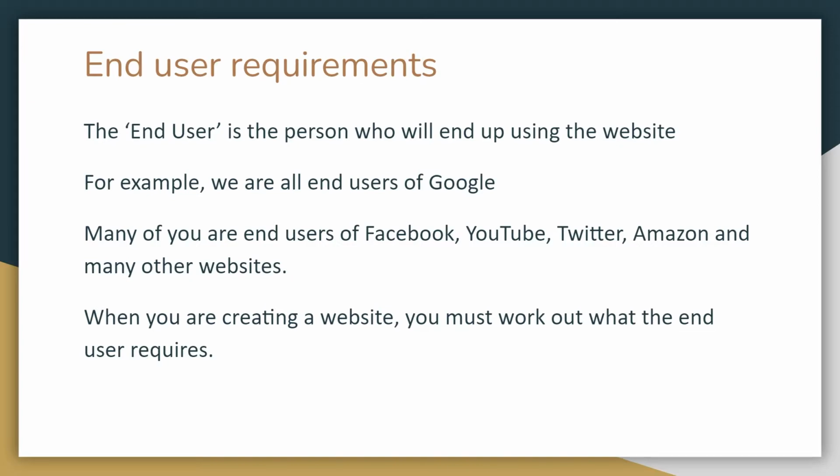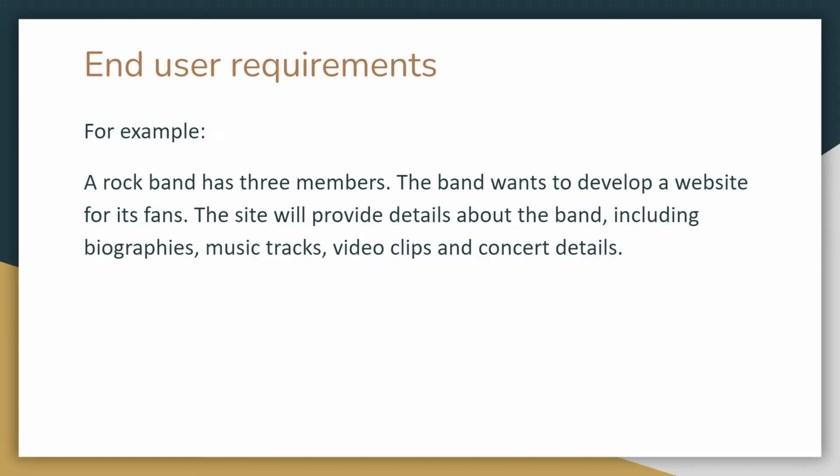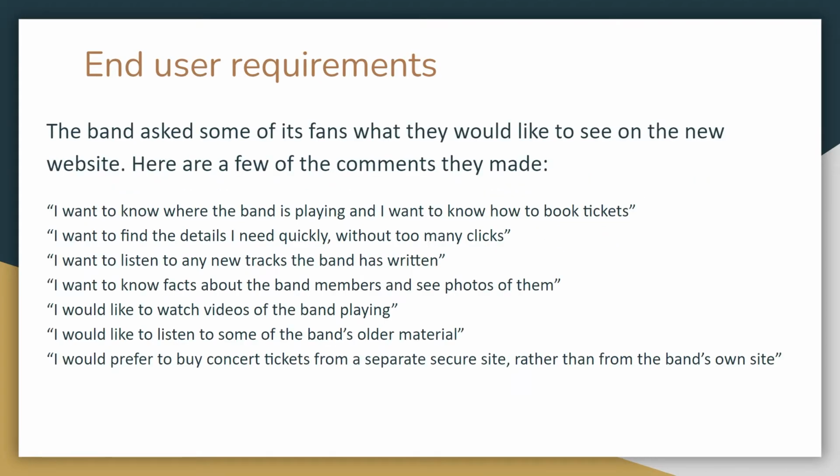Whenever you are creating a website, you must figure out what it is that all the people who are going to use your website require. Let's take a look at an example. Let's say there's a rock band, they have 3 members, the band wants you to develop their website. This site will provide details about the band. It'll include biographies of the band members, music tracks, video clips, and details of upcoming concerts. And the band have asked some of their fans, who are going to be potential end users, what they would like to see on this new website. Here are some of the things that they said.